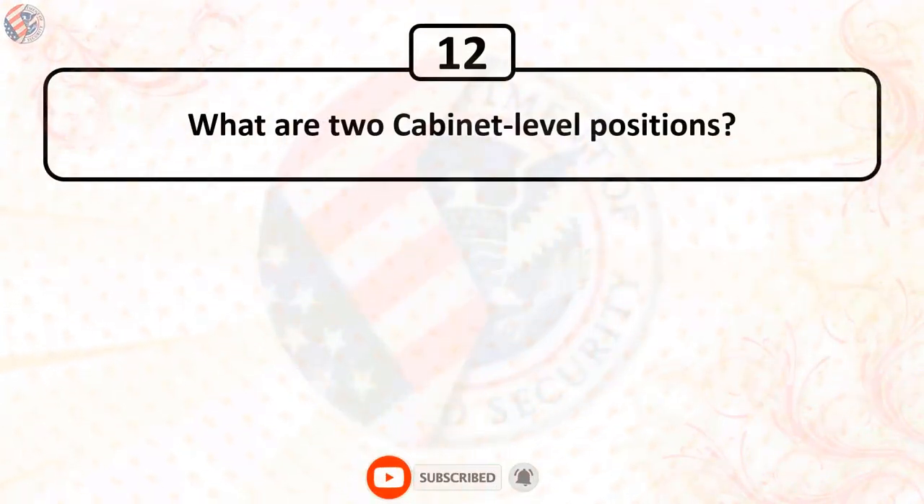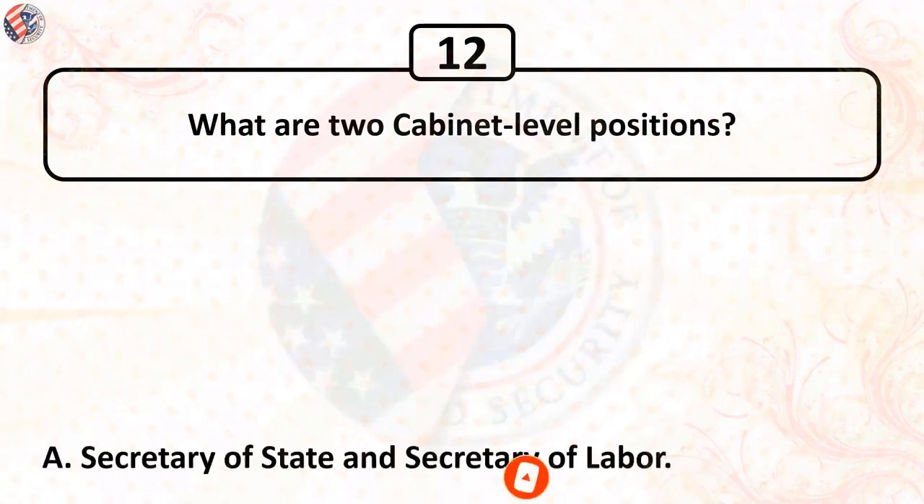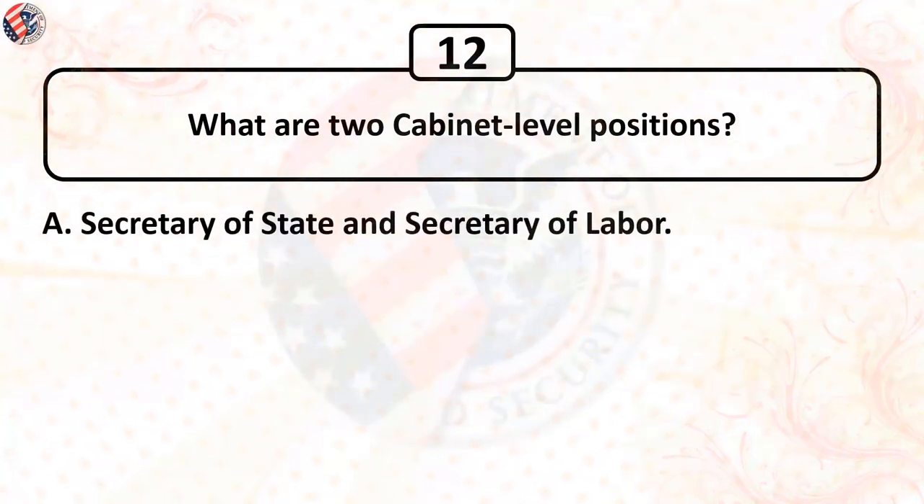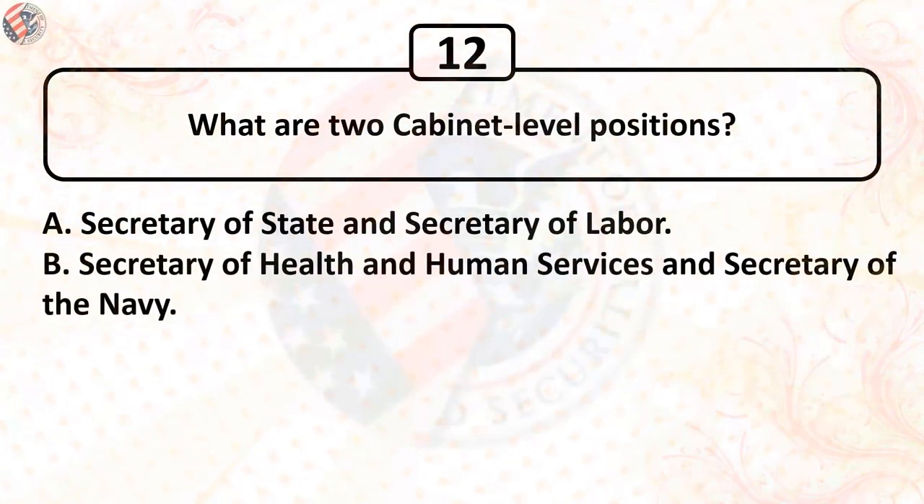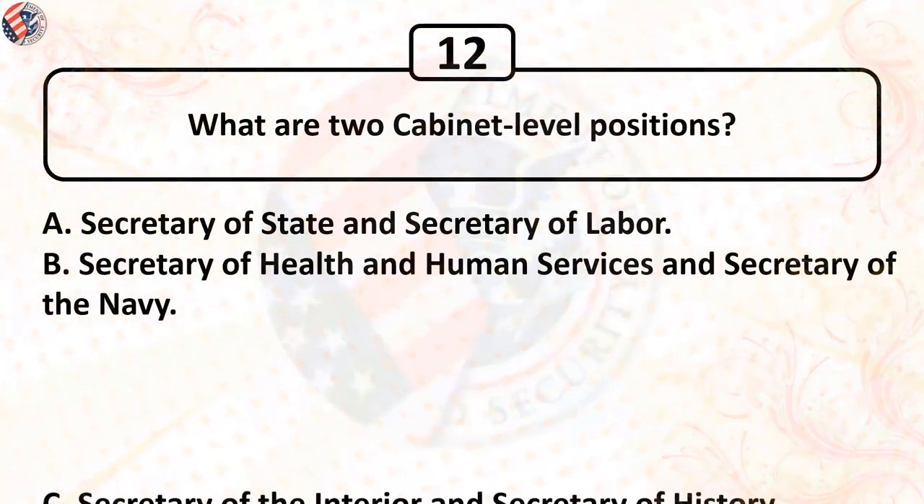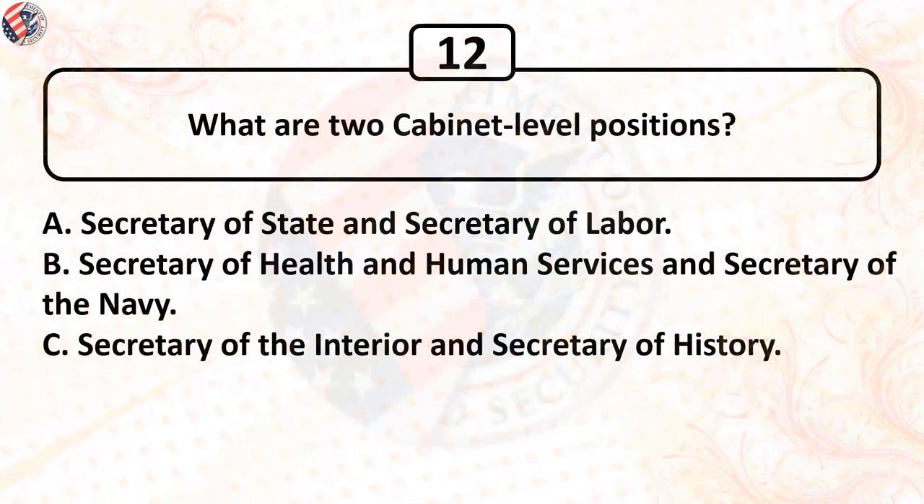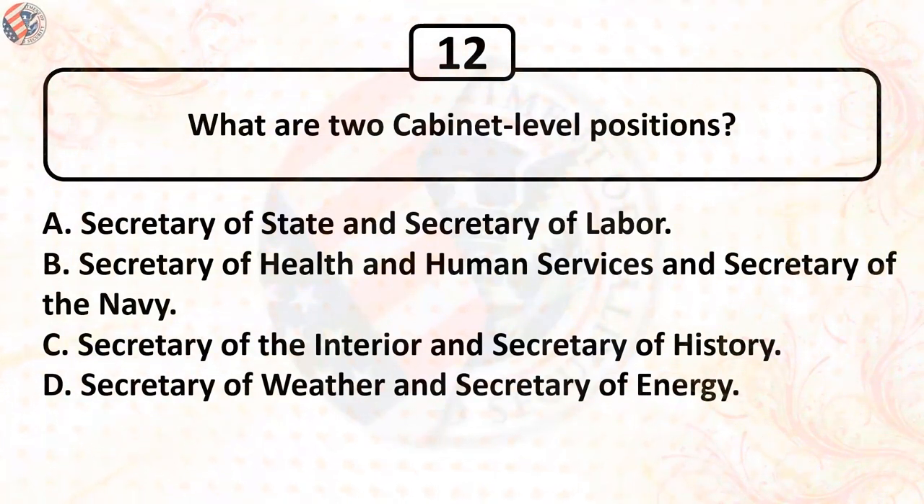What are two cabinet-level positions? A. Secretary of State and Secretary of Labor. B. Secretary of Health and Human Services and Secretary of the Navy. C. Secretary of the Interior and Secretary of History. D. Secretary of Weather and Secretary of Energy.